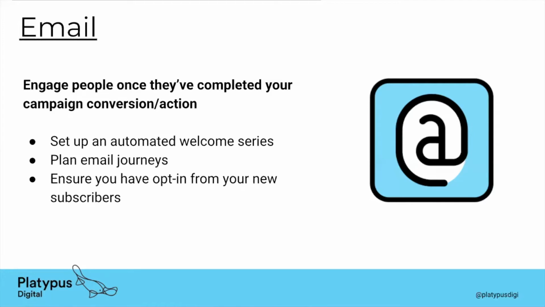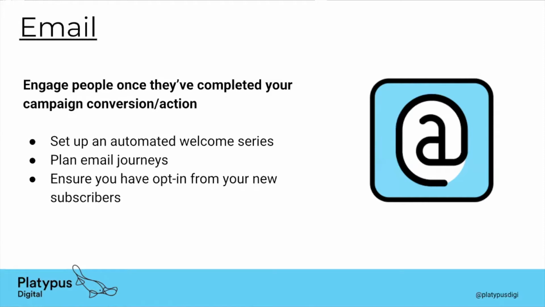Once they've completed this campaign conversion or action, email's got a really big part to play. They can be engaged with a further series of emails that can be sent out automatically, and you could have pre-written long before the campaign actually starts. So if someone makes a donation and gives you their email address, you can set it up so that MailChimp or Dotmailer or whatever is automatically sending out a series of emails to that person that engages them further.